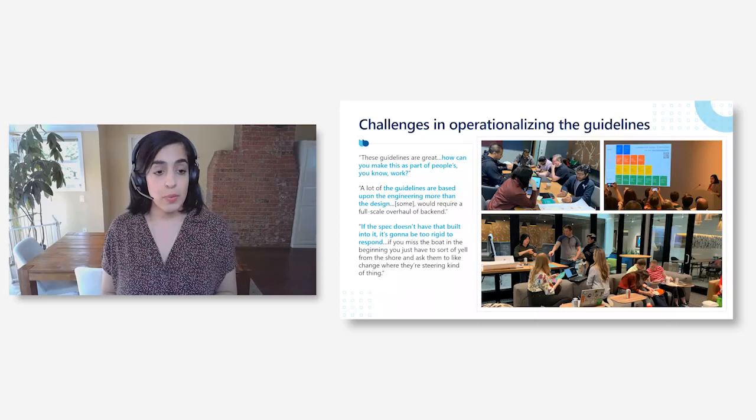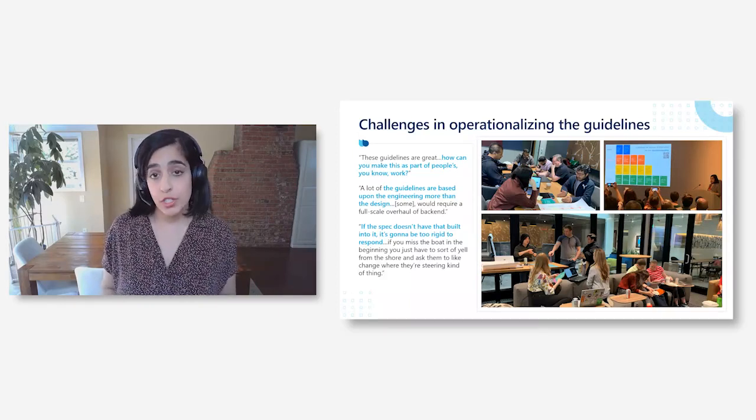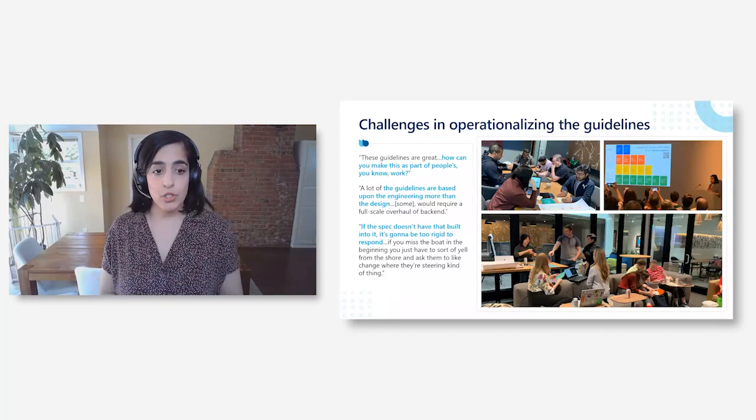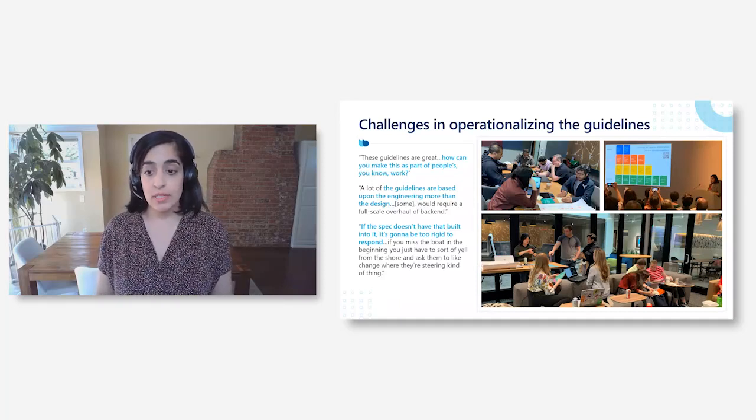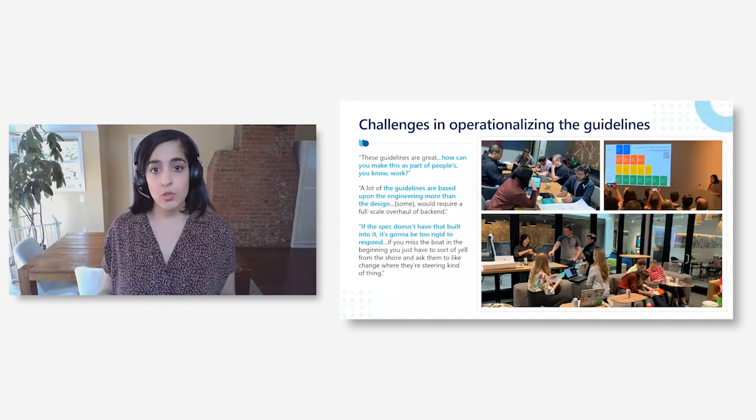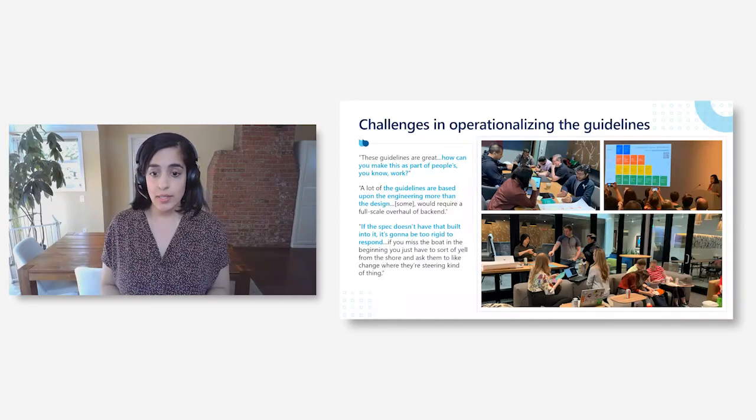Another challenge that we've heard is that if the spec doesn't have the guidelines or the interactions built in from the beginning, it's going to be too rigid to respond. Meaning if you miss the boat in the beginning, you just have to sort of yell from the shore and ask them to change things and where they're steering things, which is obviously difficult to do. So to address some of these challenges, we created other tools in the HAX Toolkit. And so for this, I'll hand it over to my colleague, Mihaela Vorvoreanu, to introduce some of our other tools.